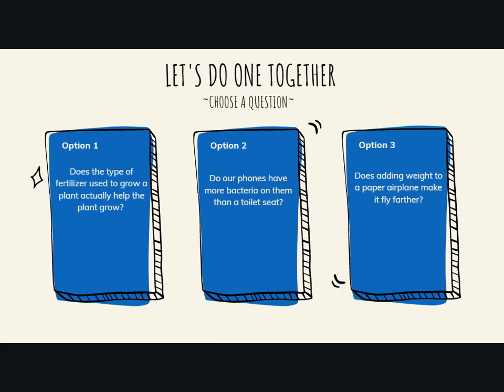Okay, so we're going to do one of these together. You have 3 options. So I need at least one of you to make a decision. Which one are we going to do? Do we want to design an experiment about the type of fertilizers that helps plants grow? Do we want to design an experiment about our phones having more bacteria on them than a toilet seat? Or do we want to design an experiment about adding weight to a paper airplane, making it fly longer? Which one of those do you guys want to play around with? Yes. One? Anybody else? All right, fertilizers in plants.